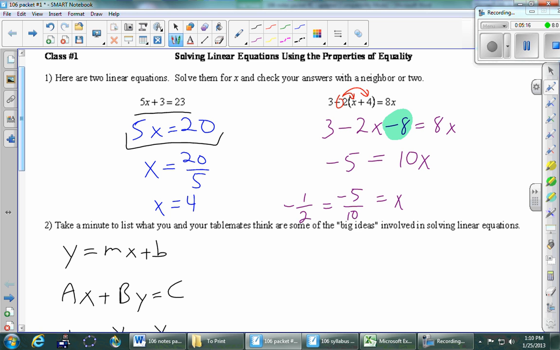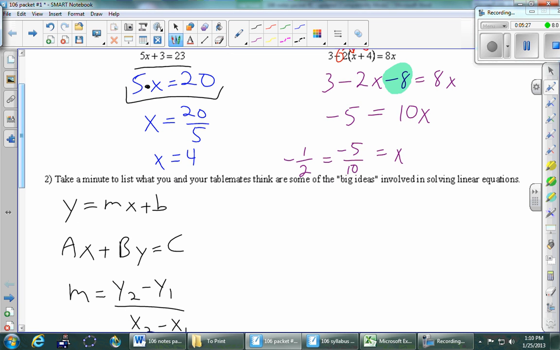5x equals 20. What did we do next? Divided by 5. Why did we divide by 5? Because it's the opposite of multiplying by 5. So I'm just going to add that to our list down here. Oftentimes solving equations, not just linear ones like these, but equations involves doing the opposite of what you see.